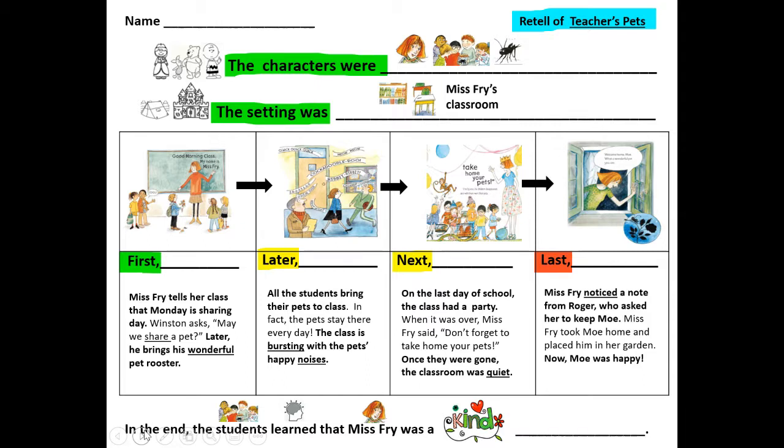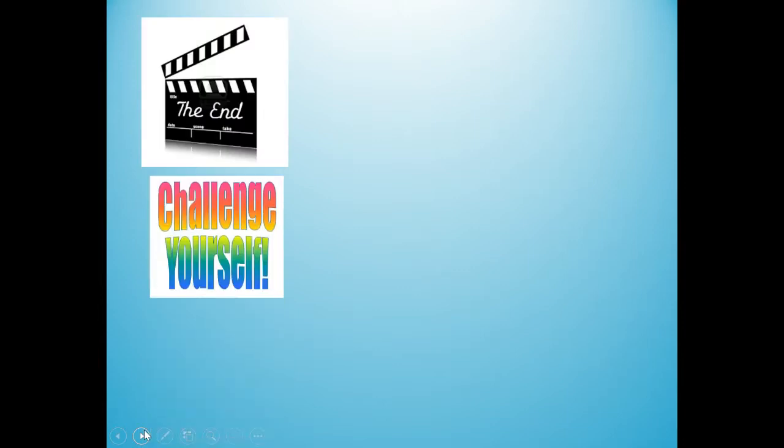Now we're at the end and the lesson or moral of the story. In the end, the students learned that Miss Fry was a kind, what was she? She was a kind teacher.